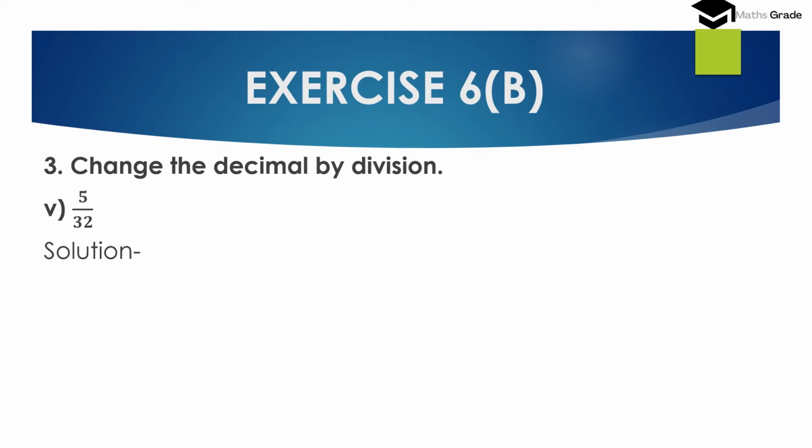Now fifth bit, 5 divided by 32. 5.00. We can write 5 as 5.000 and divide by 32. If we multiply 32 with 0, it is 0.